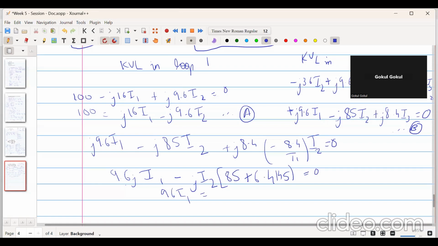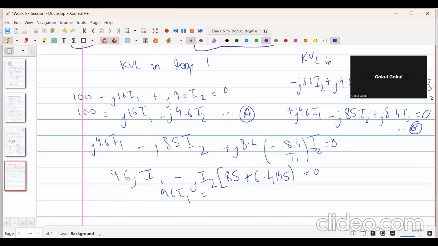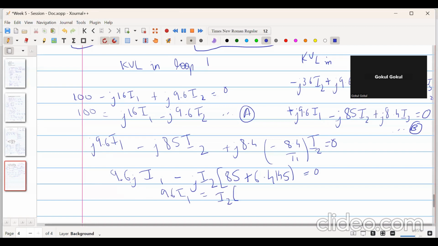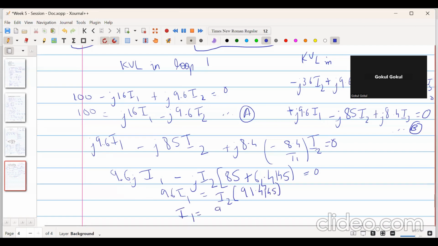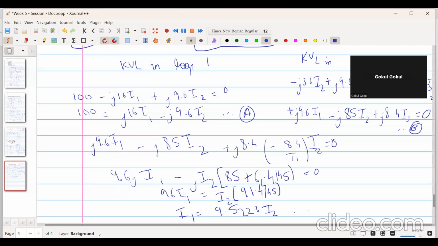Sorry, this is 9.6, the decimal point is over here. So 9.6 I1 is equal to I2 into 85 plus 6.4145, that is I2 into 91.4145. That's why I1 is equal to 9.5223 into I2. Okay, this is what we get.